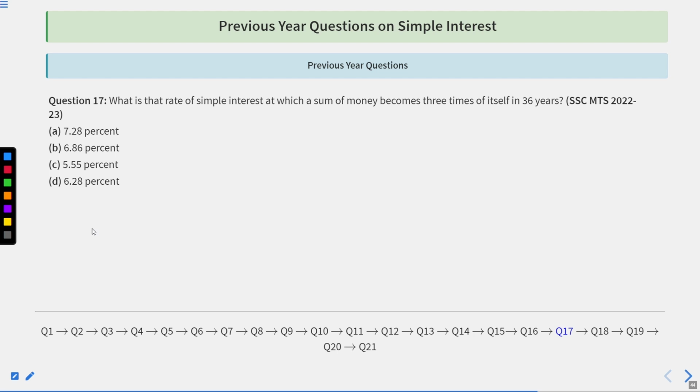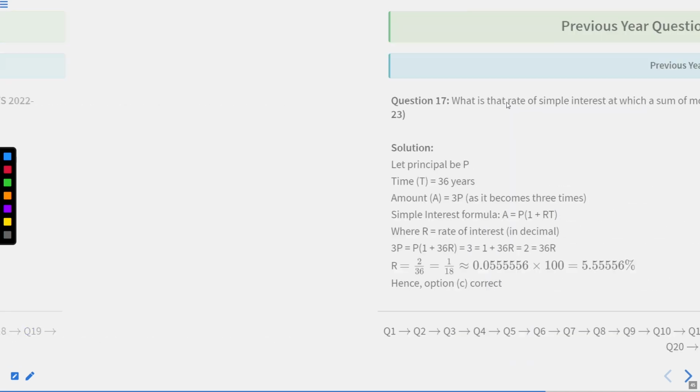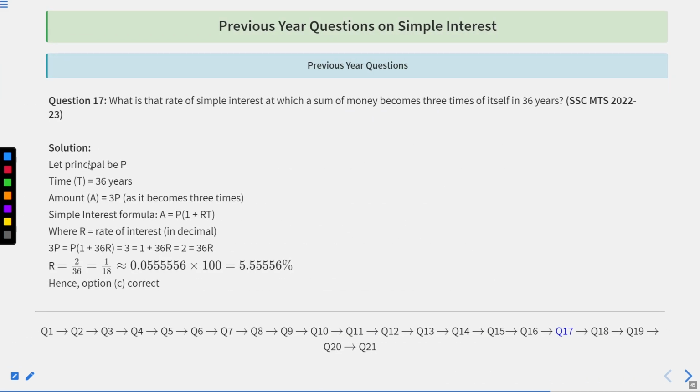Question number 17. What is the rate of simple interest at which a sum of money becomes 3 times of itself in 36 years? So let principal be P and time be 36 years. So the amount A is 3P.